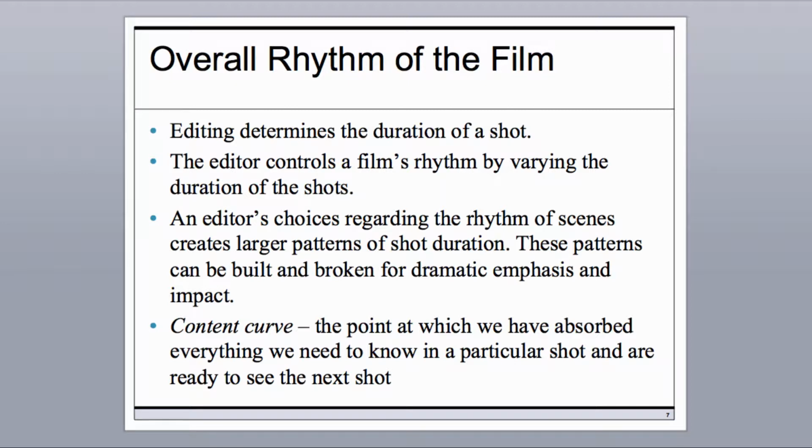Rhythm of the film is determined by the duration of a shot. The editor will control the rhythm by varying the duration of each shot. You could either make them very quick or use longer shots to create the mood. So the mood and rhythm of a moment can vary between quick shots and longer shots, and it's the editor's choice.